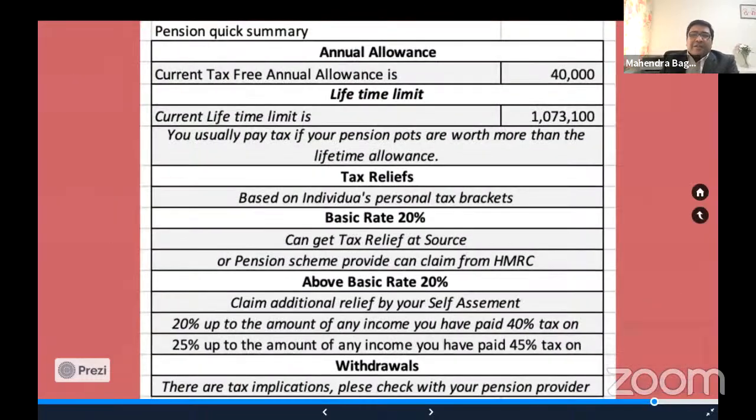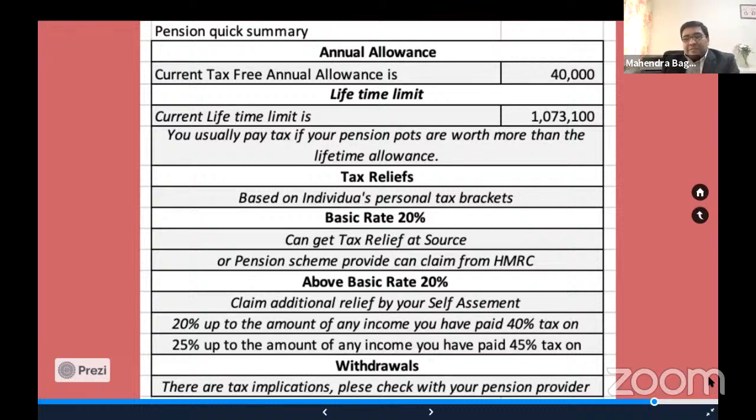Okay, just a quick summary. Annual allowance: currently the tax-free annual allowance is 40,000, and there is a lifetime limit of 1,073,000. These are all current numbers. They are subject to change as and when HMRC or any other factors decide. If your pension pots are more than the lifetime allowance, you usually pay tax on it.